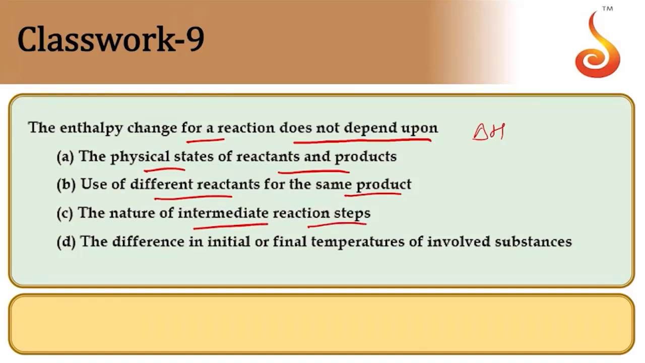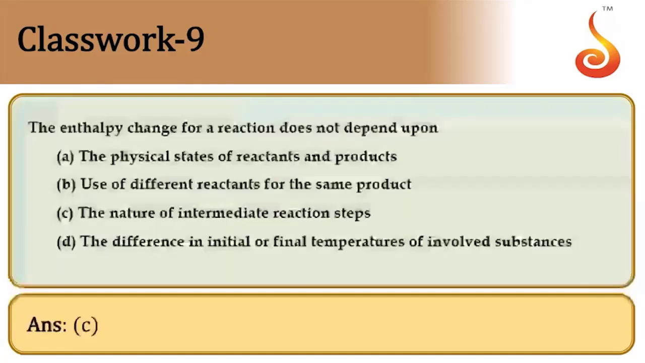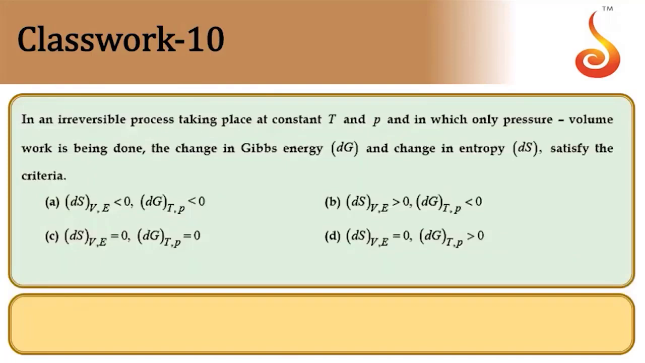So Hess law states that whatever may be the number of steps, the value is always independent. Whether the reaction takes place in one step or in several steps, total change in enthalpy always remains same. So it is independent of nature of intermediate steps in the reaction. Means option must be C, and difference in the initial or final temperature involved in the substances. So it depends upon even option D also. Depends upon the physical states of reactants, products, using different reactants and even temperatures also. Is independent of number of steps which is involved. So therefore option is C. So 9th one option comes out to be C for us.